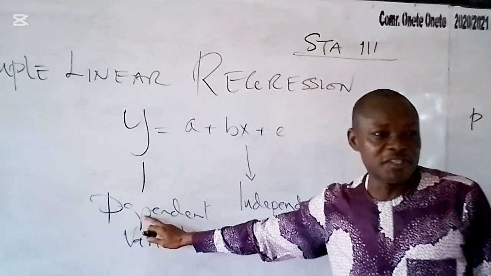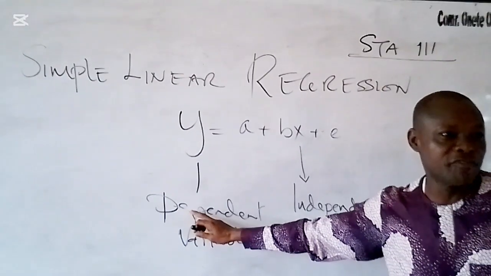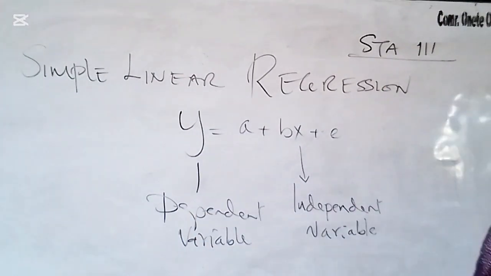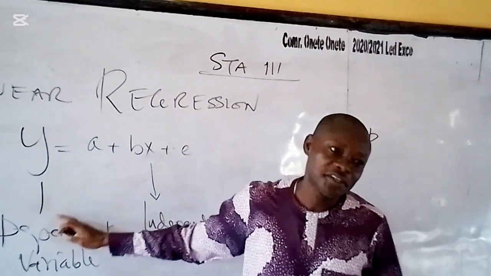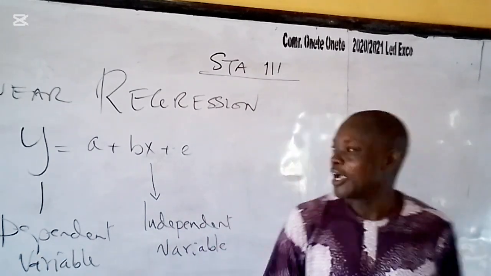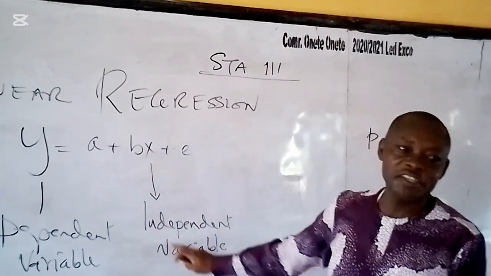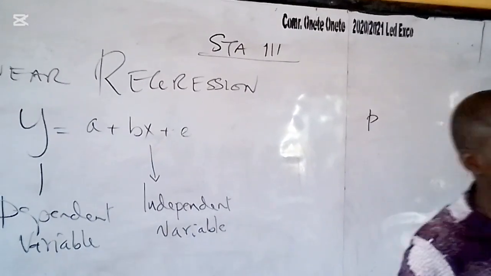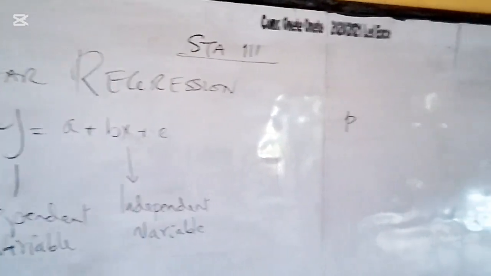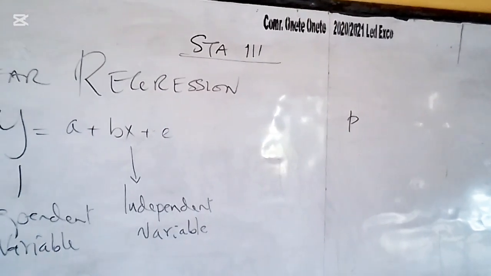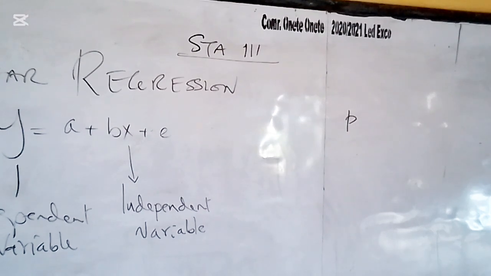So Y is called a dependent variable. Another name for it is response variable. Another name for the dependent variable is what? The response variable. Another name for the independent variable in terms of regression is called the regressor variable. We're going to look at simple linear regression in two ways.